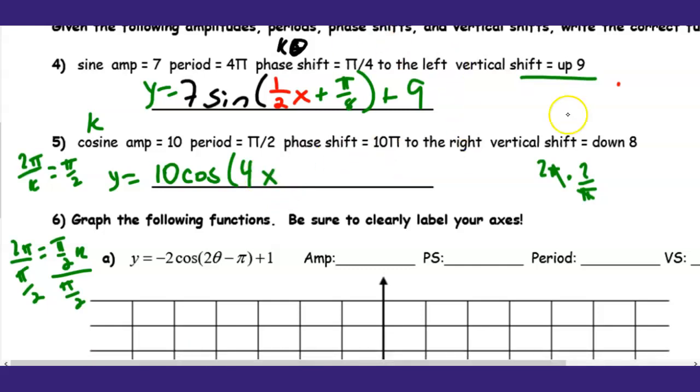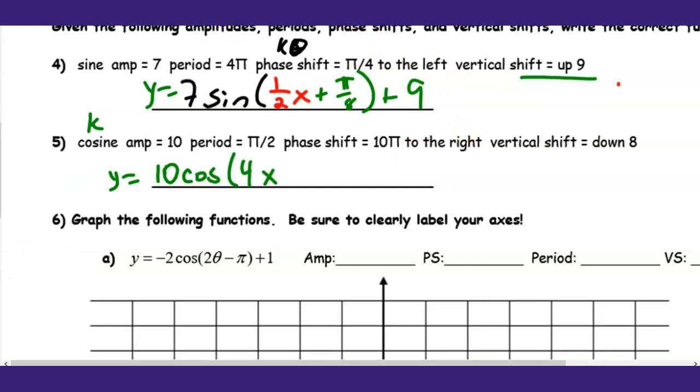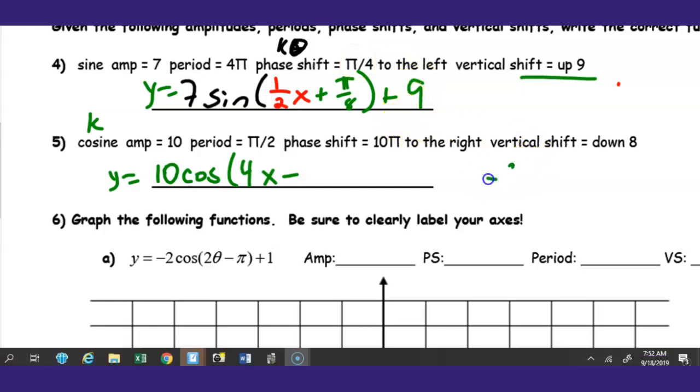Or 4 theta, whatever you prefer. Okay. Now we got to find the phase shift. Well, we got to find c, excuse me. The phase shift is 10 pi to the right, which means this is going to be negative. It's to the right, so that's going to be negative, okay? So remember the equation negative c over k? Well, we know what k is. We have negative c divided by 4, and that equals 10 pi, right?